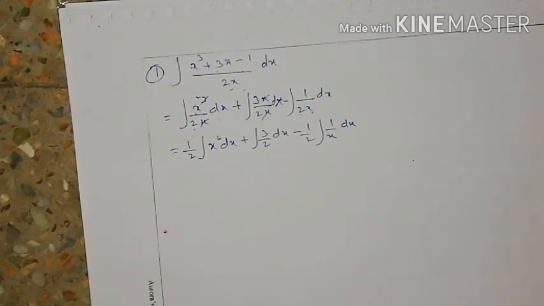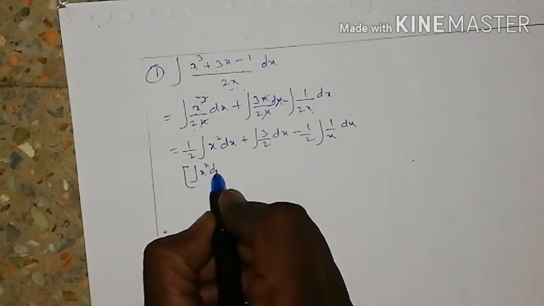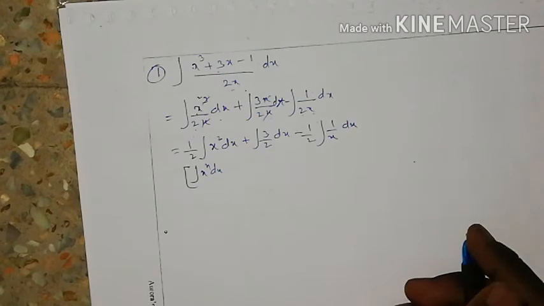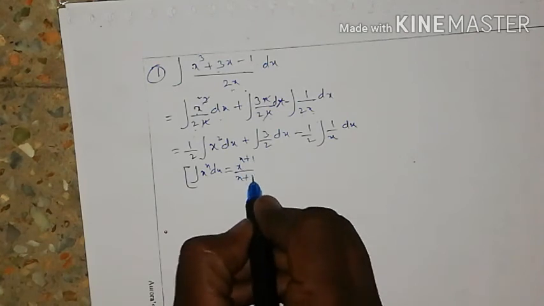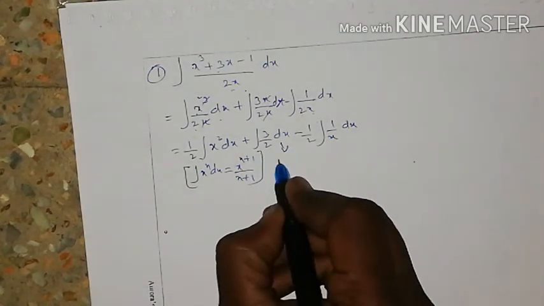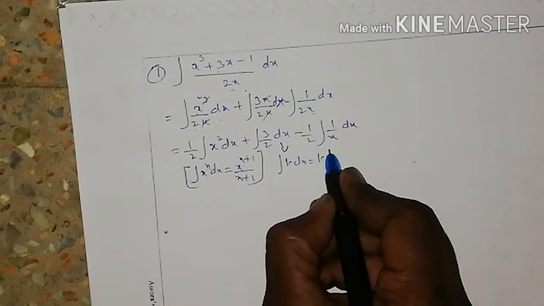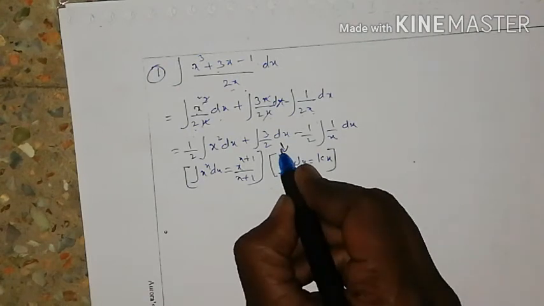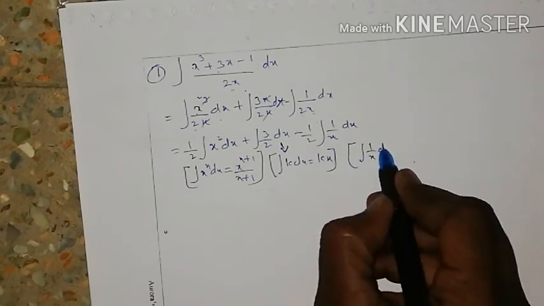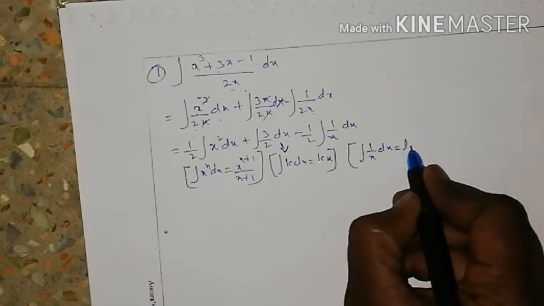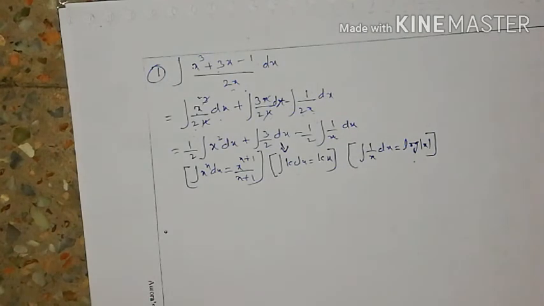Now you have to apply the formula. Now they are in formula form. Observe. The first one is in which form? It is in the form of integration of x power n into dx. Have you identified it? So what is the formula? x power n plus 1 by n plus 1. And this one is in which form? Integration of k dx form. So integration of k dx is equal to kx. Next, this one is already in direct form: integration of 1 by x dx. Just remember it. It is log mod x.